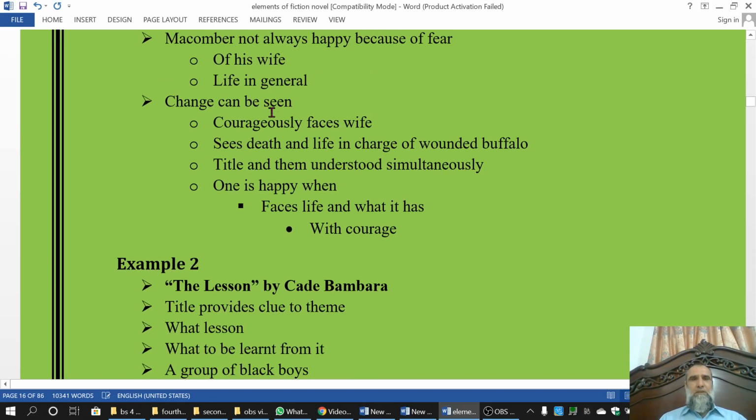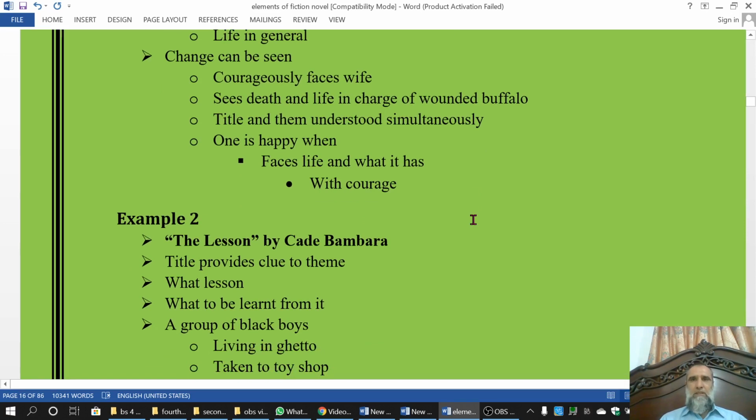Then later on we see a change in him. He courageously faces his wife, and he sees death and life in the charge of a wounded buffalo. A buffalo is wounded, and the buffalo attacks and charges. There is a chance that they will be wounded by the buffalo, but he very bravely faces the buffalo and shoots the buffalo dead, and he becomes courageous.